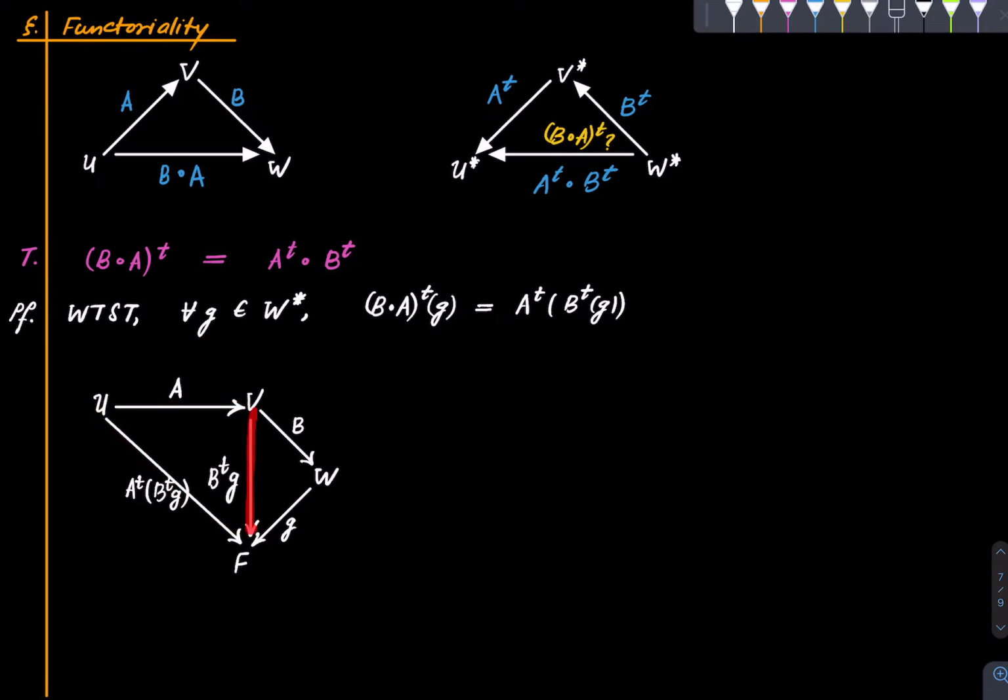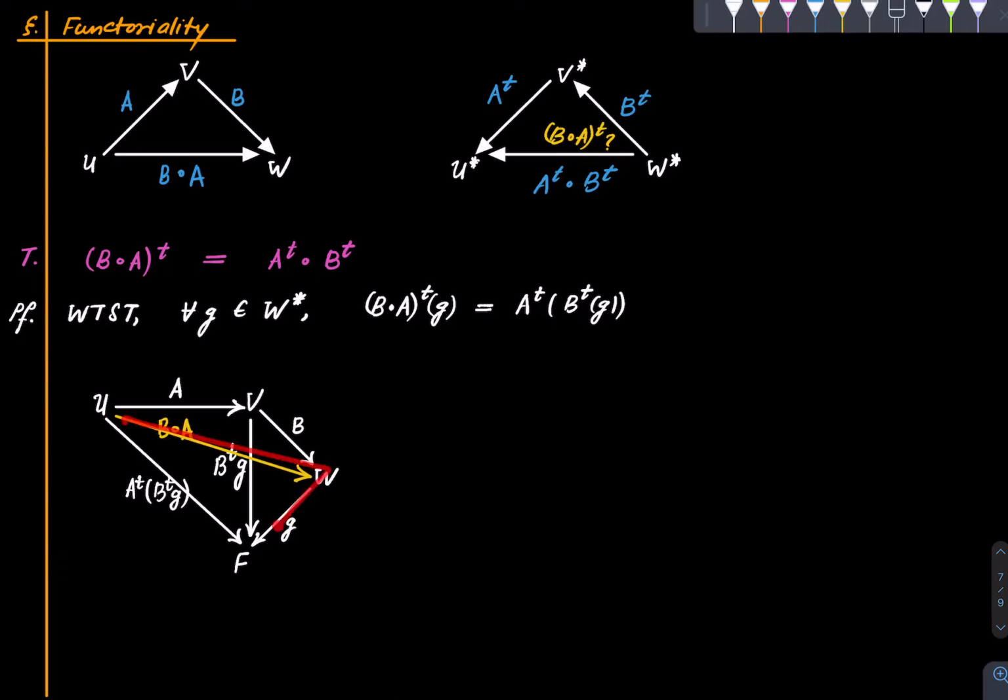We have a linear map from V to F. You compose it by A. By definition, that would be the A transpose of that guy. So that's nothing very complicated, right? But at the same time, we have this arrow. This arrow is B of A, meaning B composed with A.